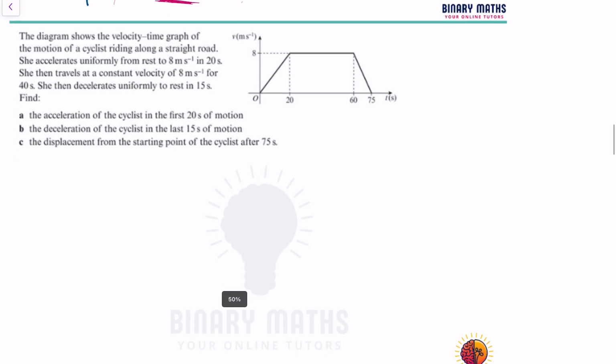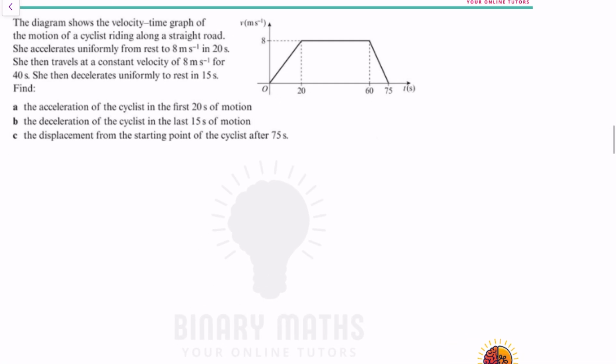The diagram shows the velocity time graph of the motion of a cyclist riding along a straight line. She accelerates uniformly from rest to 8 meters per second in 20 seconds. She then travels at a constant velocity of 8 meters per second for 40 seconds. She then decelerates uniformly to rest in 15 seconds. Find the acceleration of the cyclist in the first 20 seconds of motion.